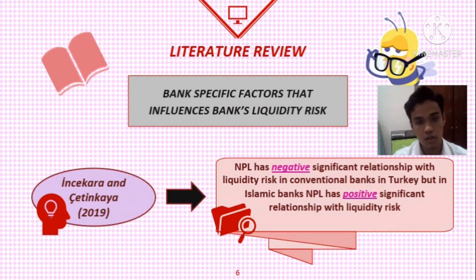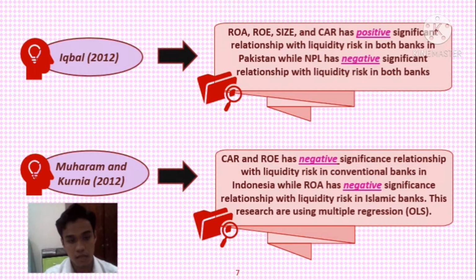We now move to the literature review of this study. First, we see the bank-specific factors that influence bank liquidity risk. Zakaria and Zakaria 2019 found that non-performing loans have a negative significant relationship with liquidity risk in conventional banks in Turkey, but in Islamic banks, NPL has a positive significant relationship with liquidity risk. Besides that, Iqbal 2012 found that return on asset, return on equity, bank size.